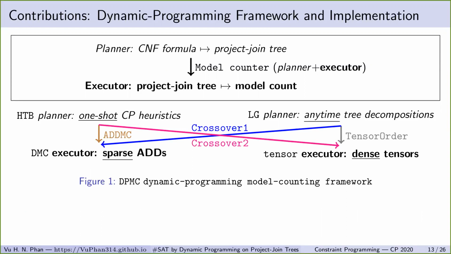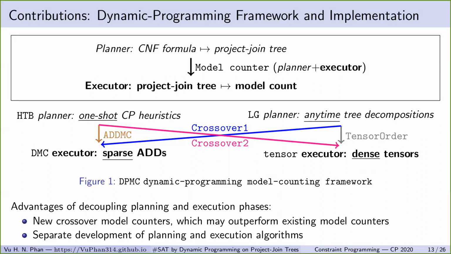We have seen earlier that we deconstructed DPMC and TensorOrder, two existing model counters, to make 2 pairs of planners and executors, from which we can create 2 new crossover model counters. We call this whole framework DPMC, or Dynamic Programming Model Counting. One advantage of decoupling the planning phase and the execution phase is that we can create new crossover model counters which may outperform existing model counters. Another advantage is that we can separately develop planning algorithms and execution algorithms.